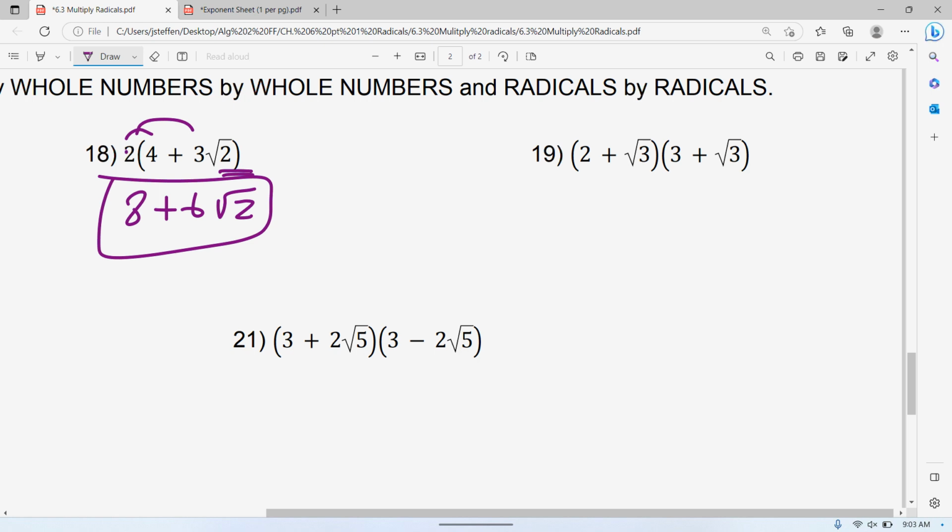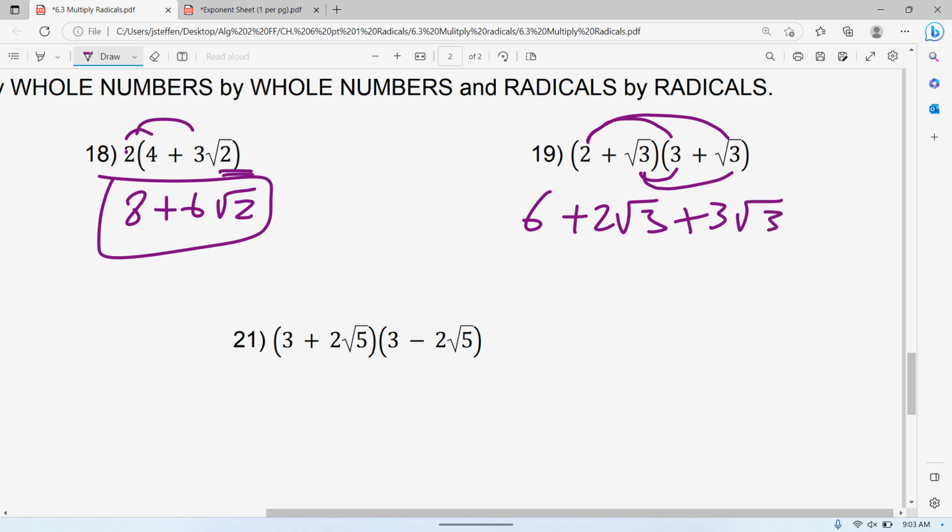2 times 3 is 6. 2 times square root of 3, we can't combine any of that. That just stays 2 root 3. Again, just like if that was an x, it'd just be 2 times x. Then root 3 times 3, again, we can't do anything with that. So 3 times root 3. Then lastly, square root of 3 times square root of 3.